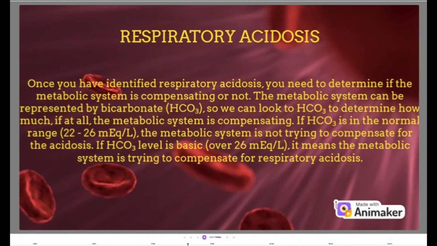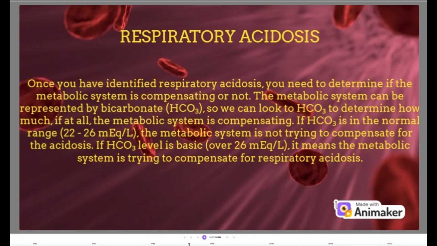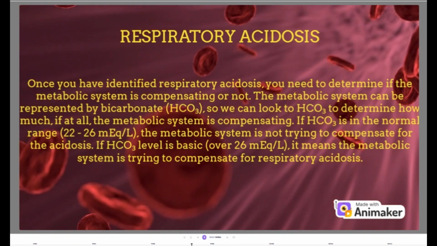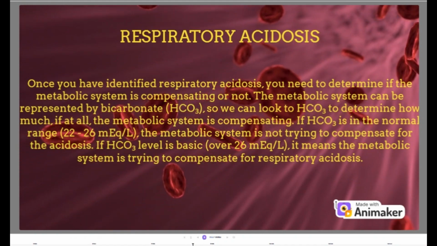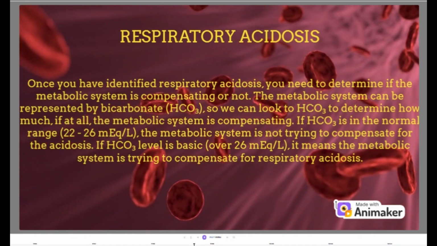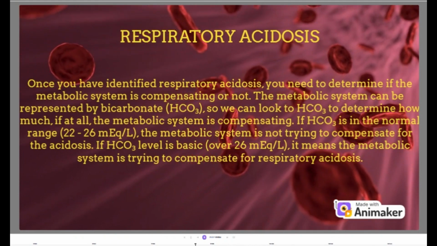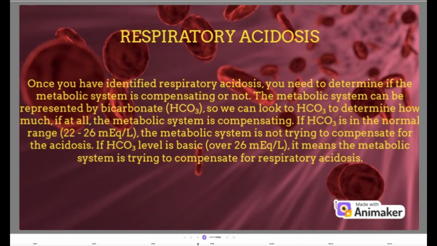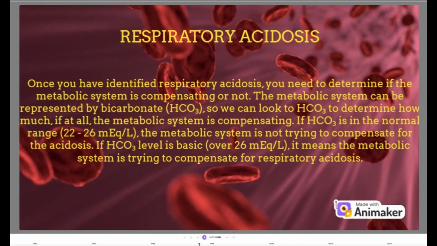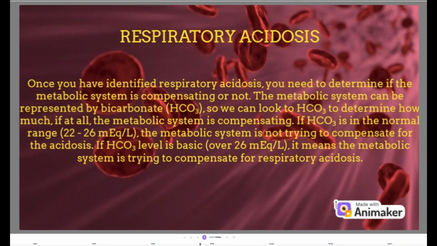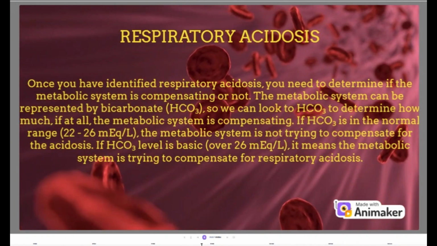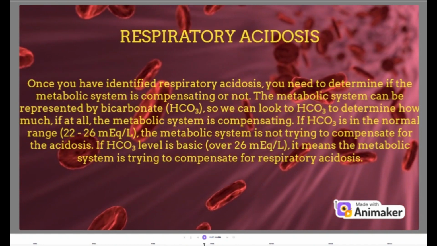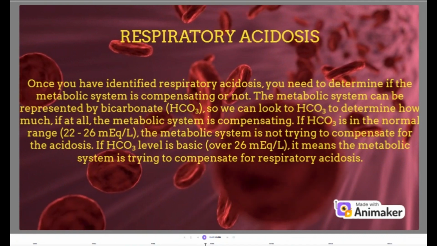Respiratory acidosis. Once you have identified respiratory acidosis, you need to determine if the metabolic system is compensating or not. The metabolic system can be represented by bicarbonate, HCO3, so we can look to HCO3 to determine how much, if at all, the metabolic system is compensating. If HCO3 is in the normal range, 22 to 26 milliequivalents per liter, the metabolic system is not trying to compensate for the acidosis. If HCO3 level is basic, over 26 milliequivalents per liter, it means the metabolic system is trying to compensate for respiratory acidosis.